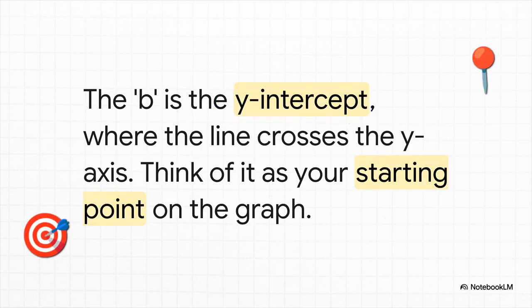Let's start with the b. This little guy is the y-intercept, and that's just a fancy way of saying it's the exact spot where your line crosses the vertical y-axis. I always think of it as your starting point. It's the first dot you put on the map.